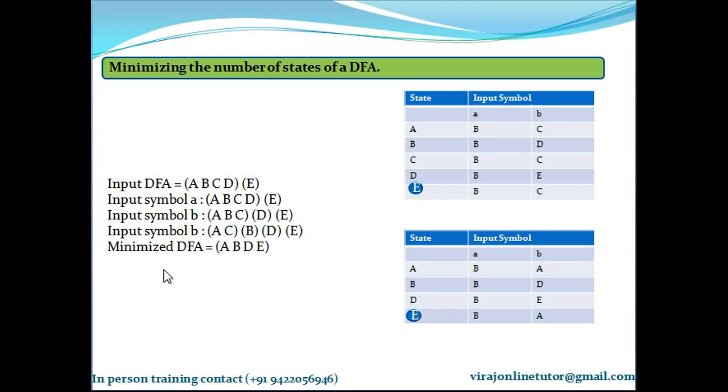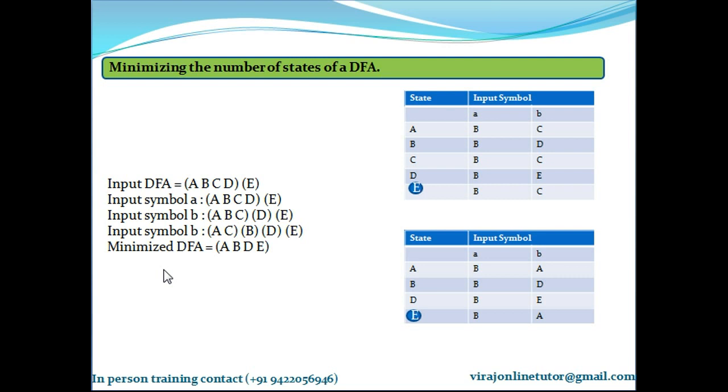Hi everyone. So now we are planning to discuss minimizing the number of states of a DFA. In my previous session on compilers, we learned how to convert ENFA to DFA. We also learned how to convert NFA to DFA in one of the previous sessions. So now that we have a DFA with us, let's learn whether we can reduce the number of states of our DFA that we have encountered.